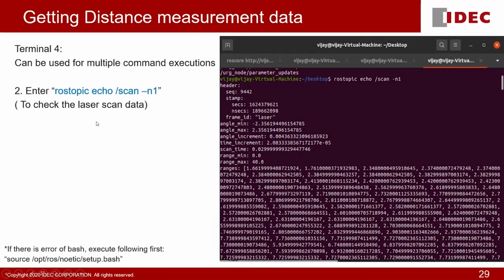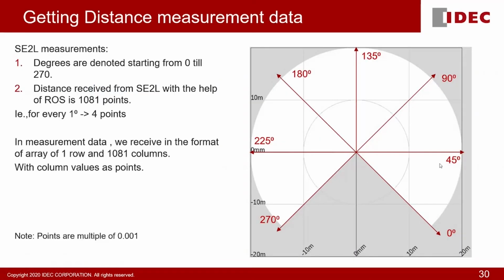That means the readings which are shown over here in the ranges are in the format of an array. So this one is 0.25 degree. The value which is shown over here has a multiplication factor. The next one is 0.25 degree, next 0.5 degree, 0.75, and this is 1 degree. In the similar way, we just need to recalculate, or resolve ourselves, to the points which we are getting from the SE2L.